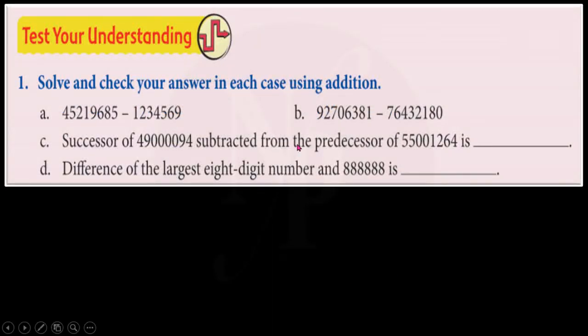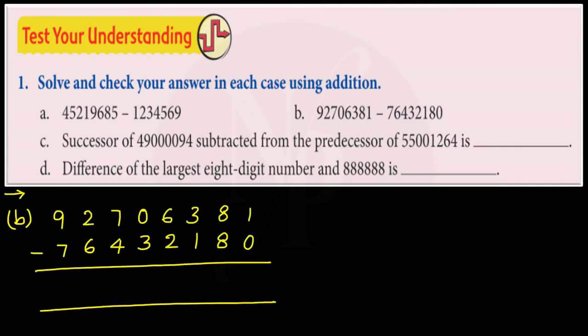Now let us take question B. Here we have 9 crore 27 lakh 6,381 minus 7 crore 64 lakh 32,180. Again we have to write down these numbers vertically, one below the other, and subtract. Here I have written the given numbers one below the other according to their place values.